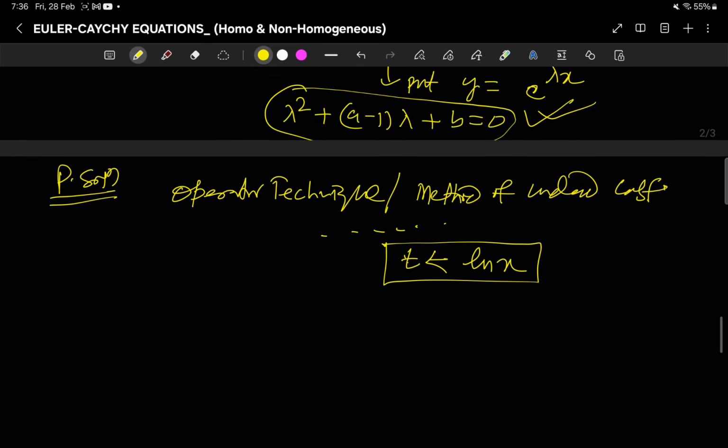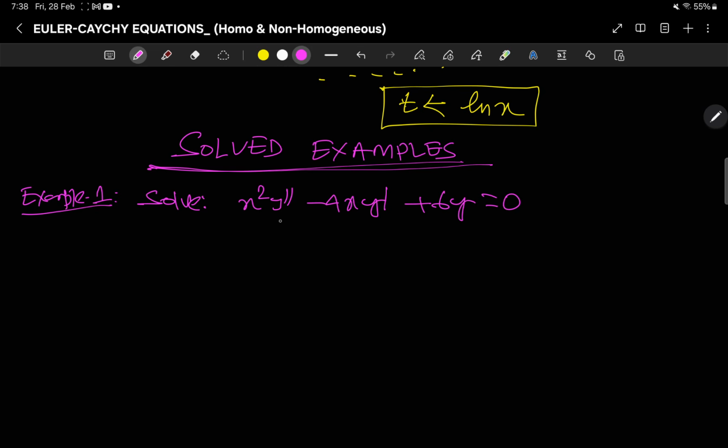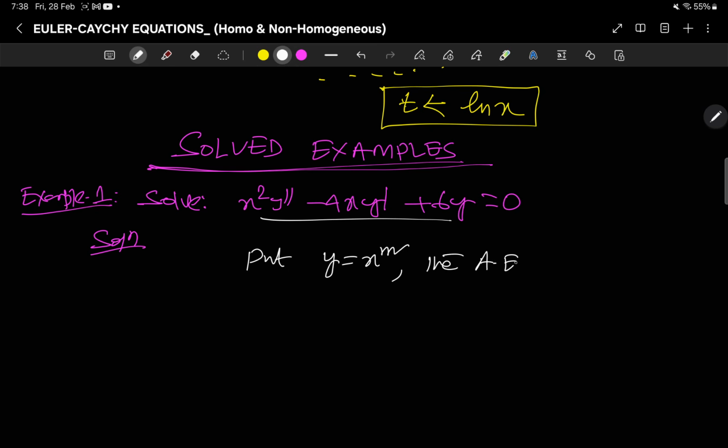So let us discuss some examples. We see this is an Euler-Cauchy equation. So now we put y is equal to x to the power m. The auxiliary equation becomes m square plus a minus 1 m plus b is equal to 0, where a is minus 4, and this is your b.